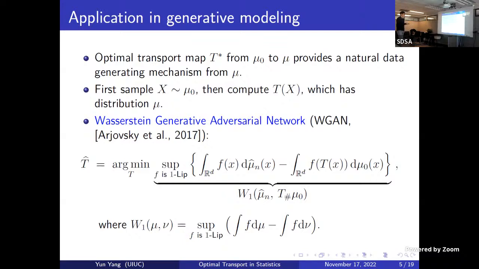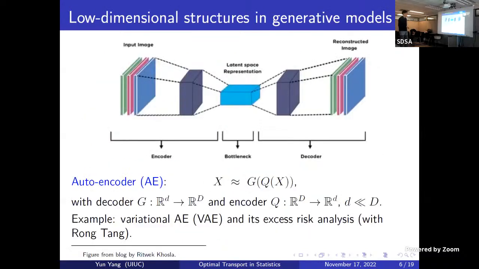This is particularly useful because, again, you can see that this definition does not rely on mu and nu sharing the support. They can be mutually singular, but this still gives you reasonable values. And another thing is that here we consider this particular one-Lipschitz function class, but it can actually be generalized to a more general function class. And some of the choices lead to other commonly used distance metrics.